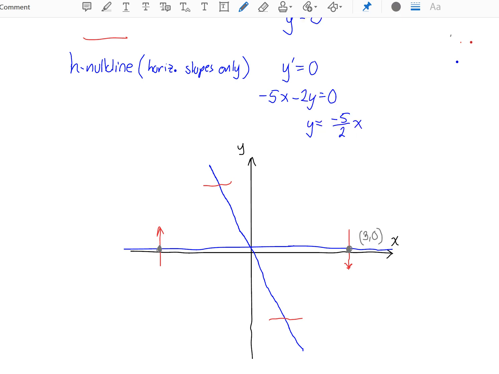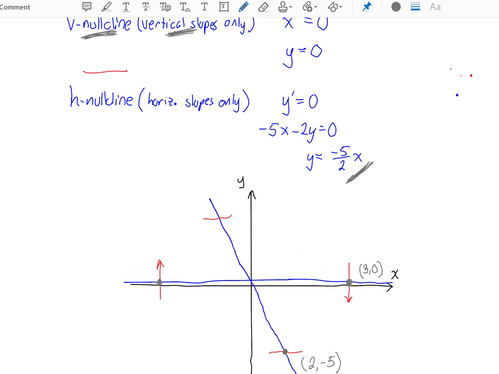Okay. Now let's pick another test point on our horizontal nullcline. A point that maybe lives on this nullcline would have an x value, and let's pick an easy x value, like maybe x is equal to 2. But if x is 2, y has to be negative 5. Now let's go back to our system of equations and use the ordered pair 2, negative 5.